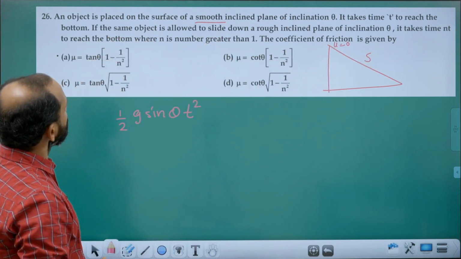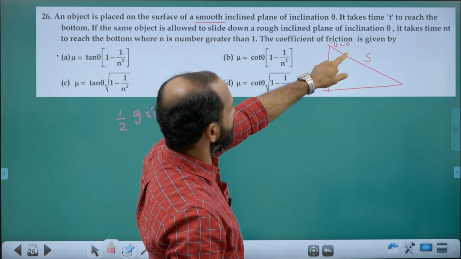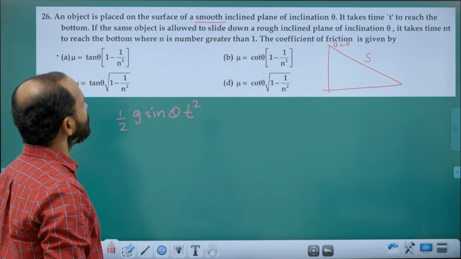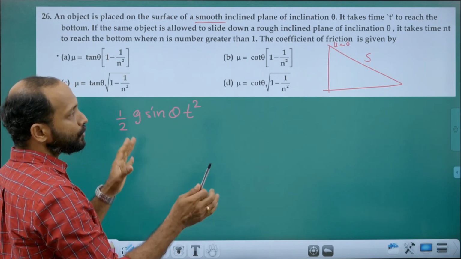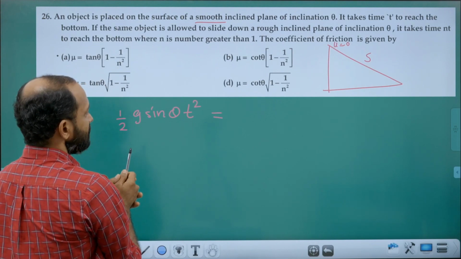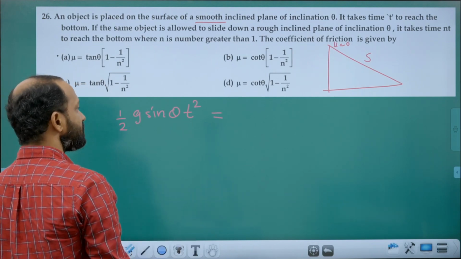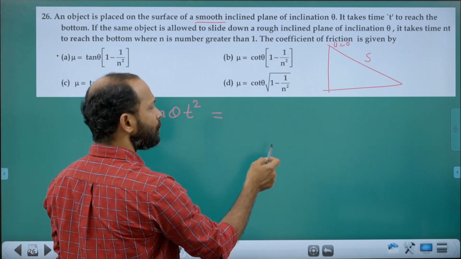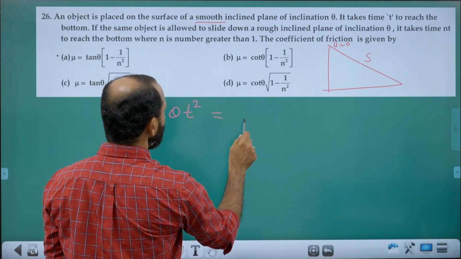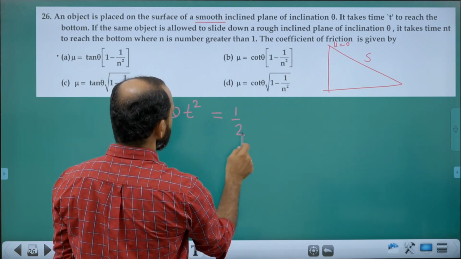Now, if the same object is allowed to slide down a rough inclined plane, it takes n times t to reach the bottom. Then also it reaches the bottom, so the distance traveled is the same. Distance traveled earlier is half g sine theta t square. So this time also the distance traveled is the same. What is u also? 0. What is the distance traveled? ut plus half at square, u is 0. What is acceleration? Half into.